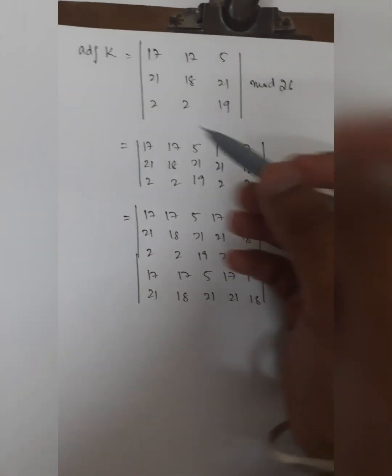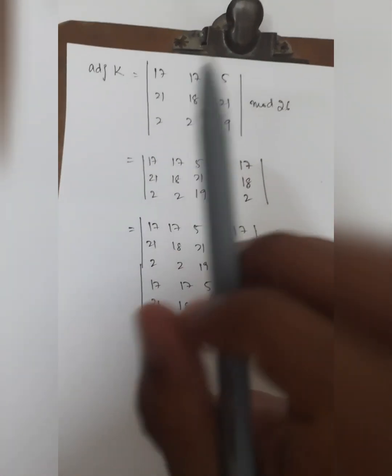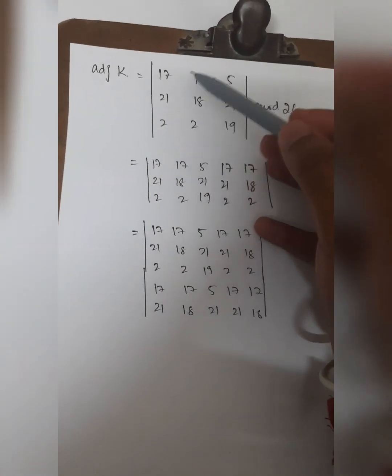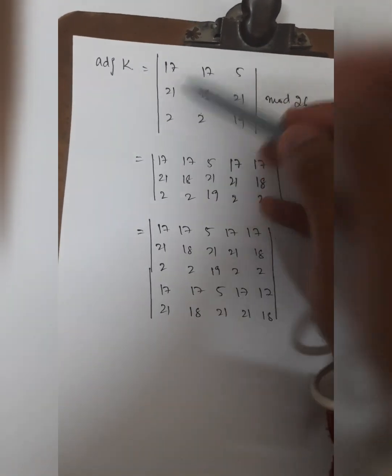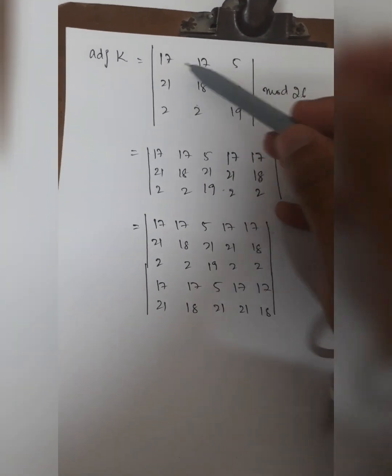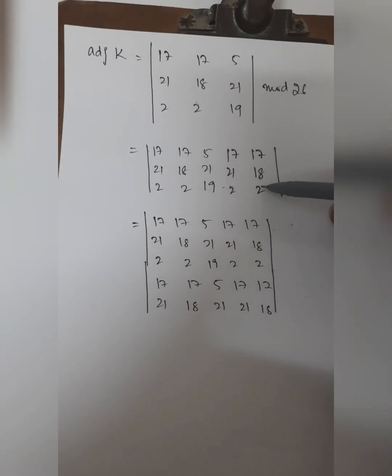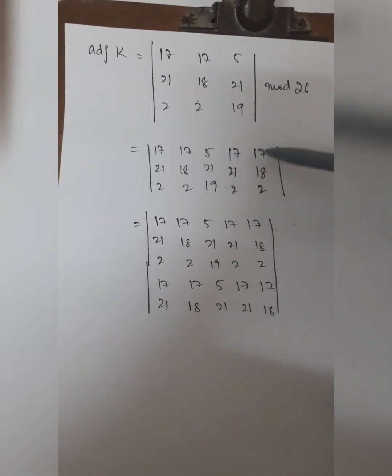Now after finding the determinant, the next step is to find the adjoint of K. Here you see, to find the adjoint of K, it is very simple. Write exactly the key like that only in the first step, and repeat the first two rows here again, first two columns here again, sorry.